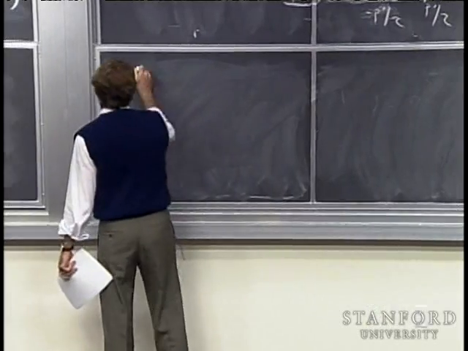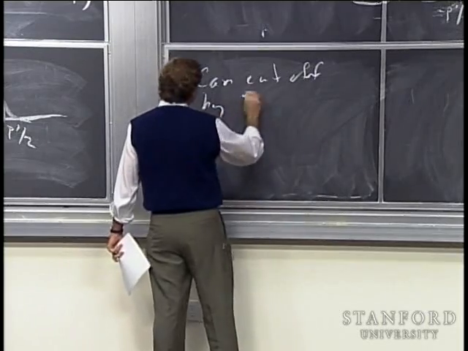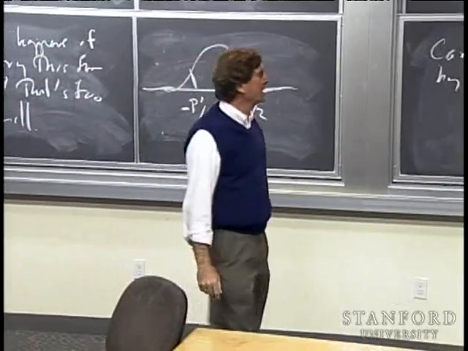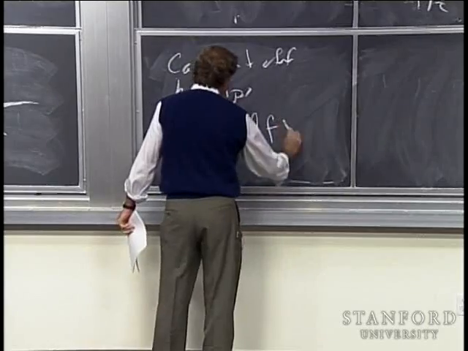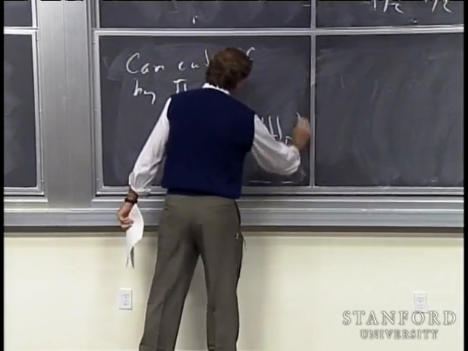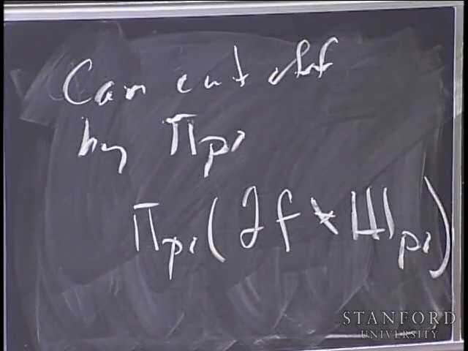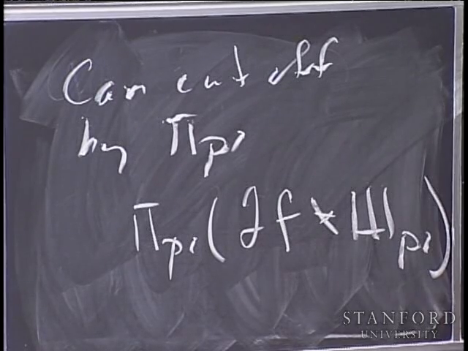Then you can cut off. You persevere here. You think you're doing everything right, so you cut off by that. You form pi p prime times the Fourier transform of f convolved with the Shah function of p prime. Now, what you get is, if you cut off by the corresponding, let me see if I can draw the picture here again. It's roughly like this.